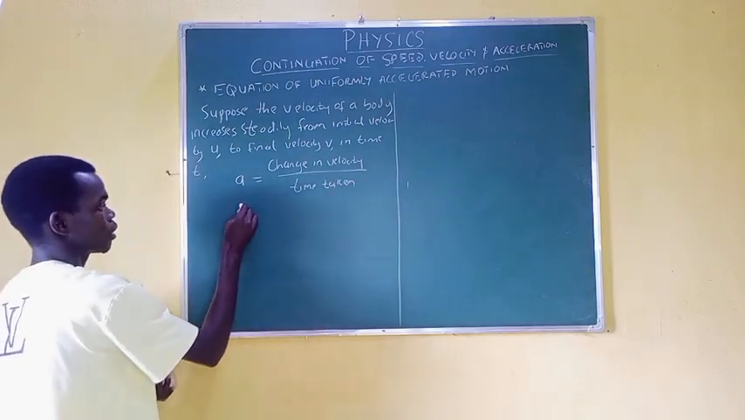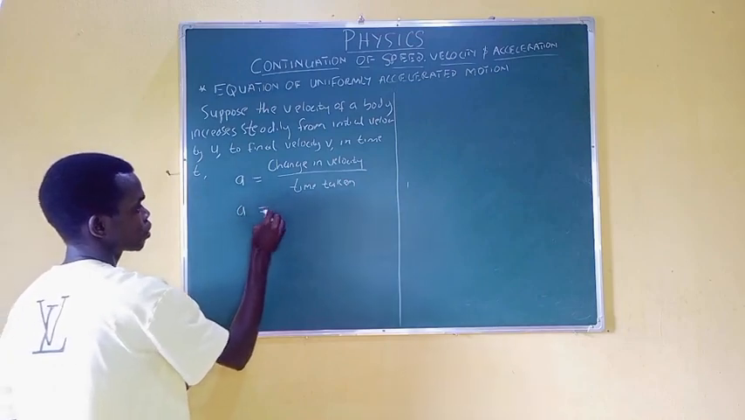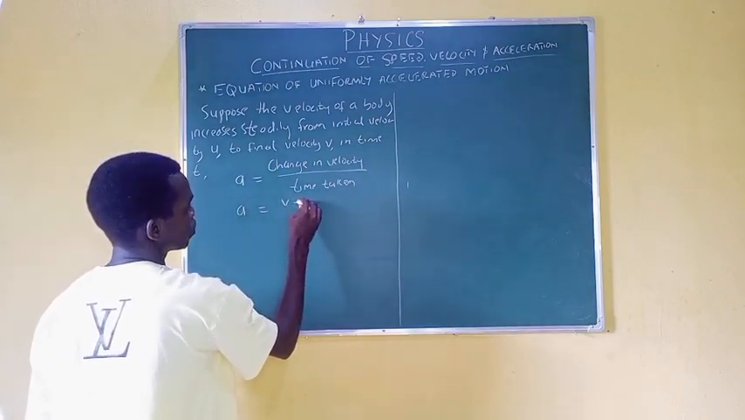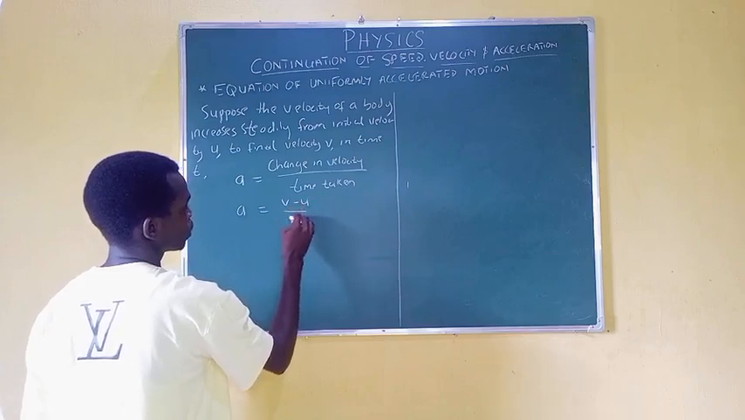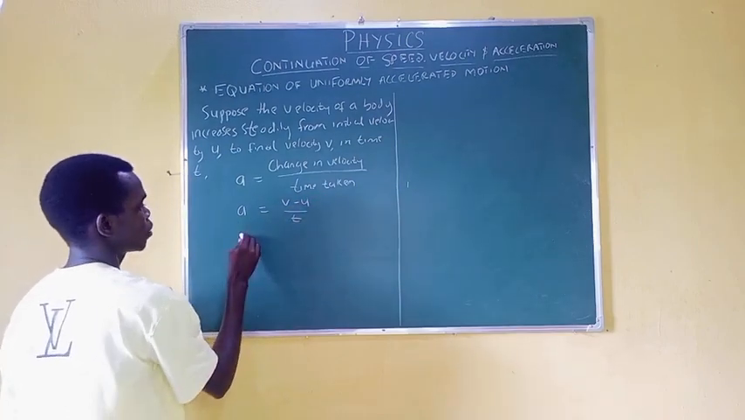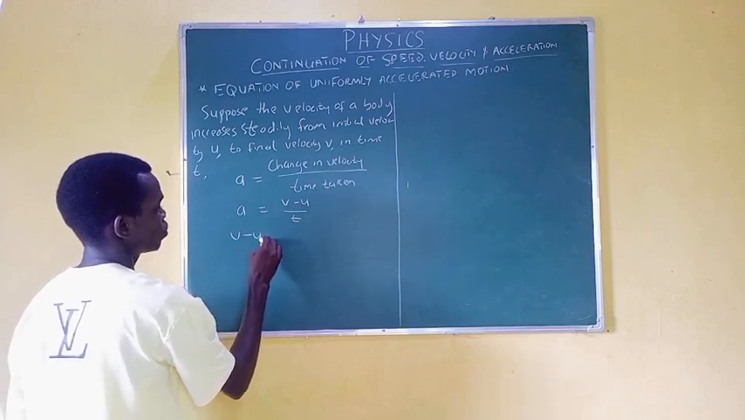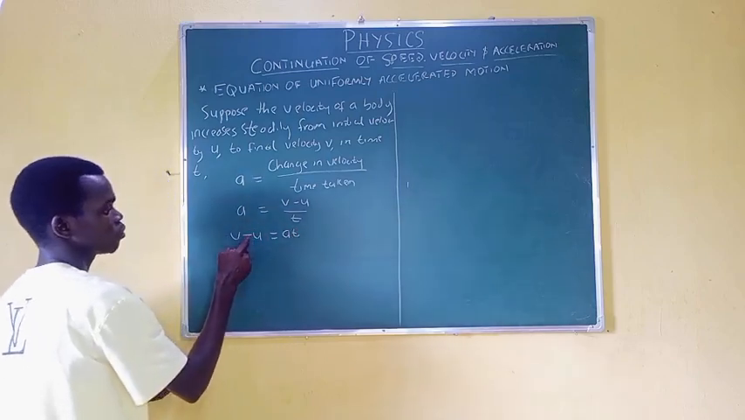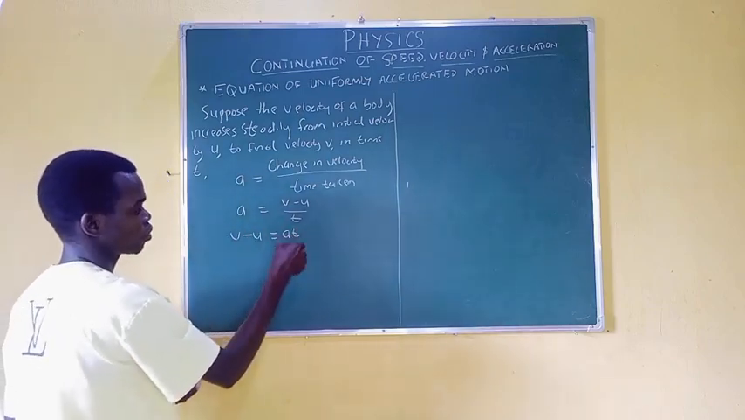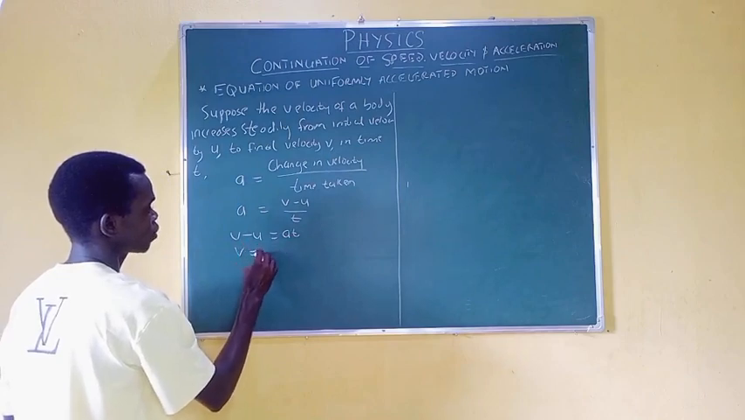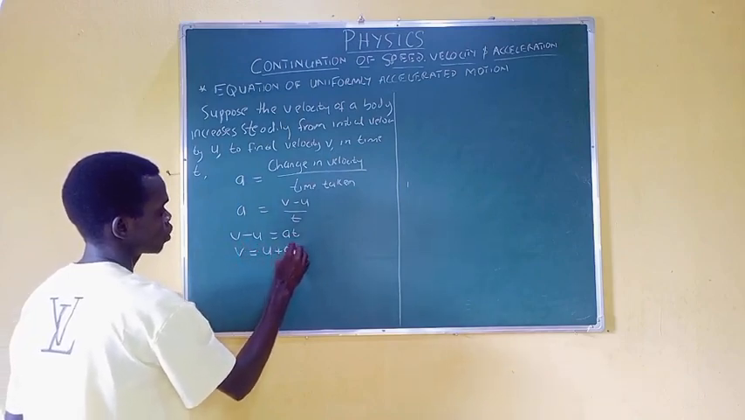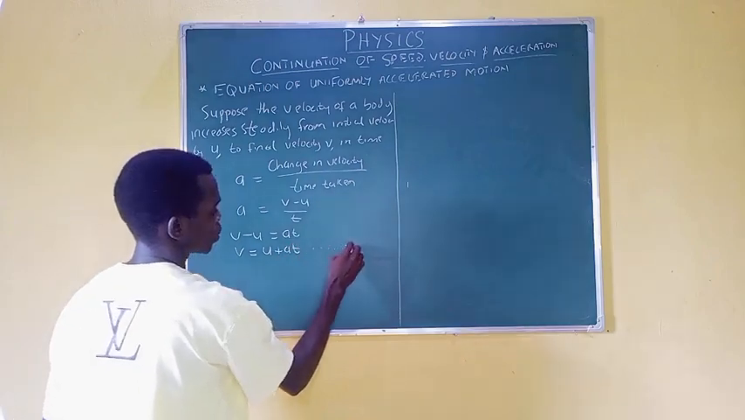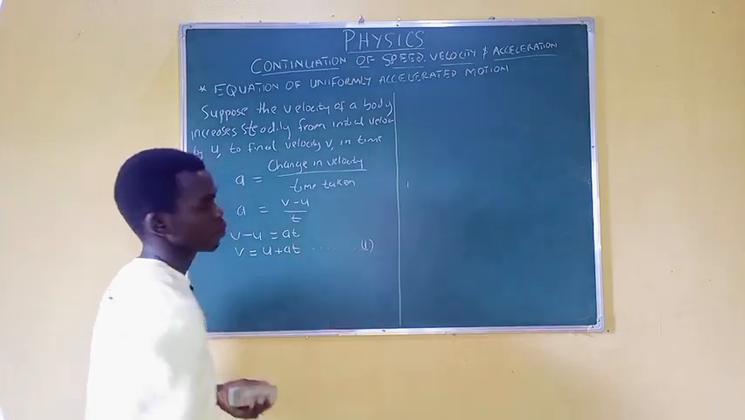And from here, we have that acceleration is equal to v minus u all over t. When you cross multiply, we have v minus u is equal to at. Move this minus u to the other side, we have v is equal to u plus at. This is our equation 1.